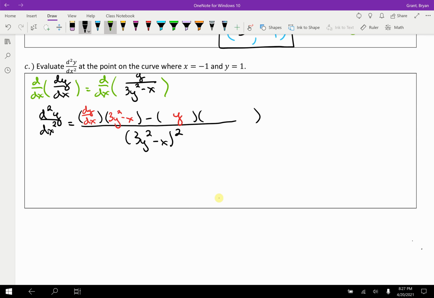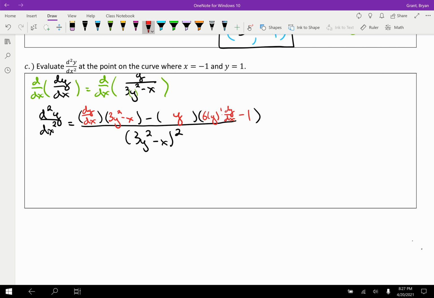3y squared. It might even help you to see it with the extra parentheses. So 3 times 2 is going to give us 6. Y is going to stay the same to the first power, but now I've only done the derivative of the square. We haven't touched the y yet, so chain rule, dy/dx. Derivative of x is easy, minus 1. Okay, we're looking all right so far.